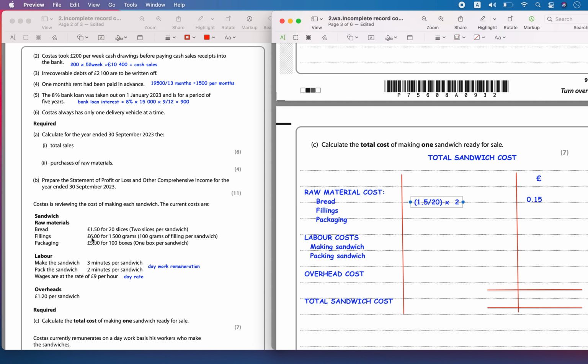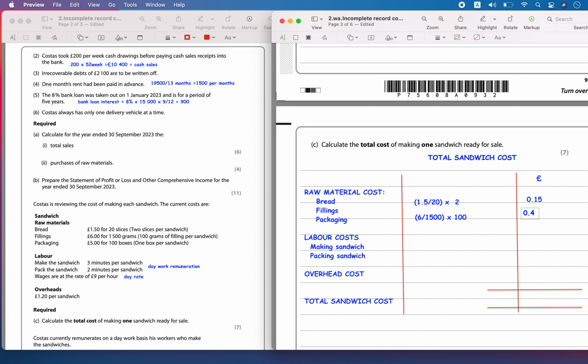Then the fillings. When he purchases 1500 grams, he pays 6 pounds. He requires 100 grams of fillings per sandwich. So let's calculate the cost per gram: 6 divided by 1500, times the 100 he requires. So 6000 divided by 1500 times 100 is going to be 0.4 pounds.